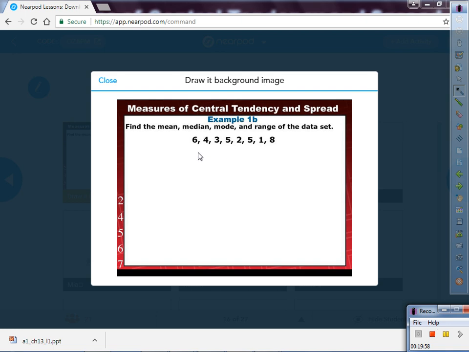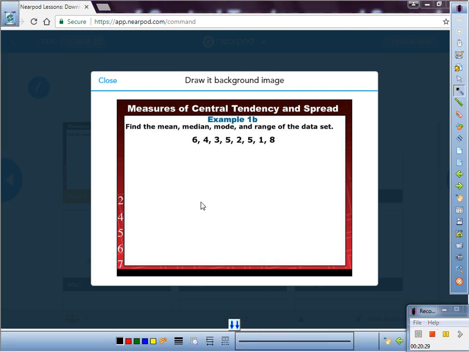Okay, the data for example B is 6, 4, 3, 5, 2, 5, 1, 1, 8. Okay, real quick, what's our mode? 5. What's our median? 4 and 5. What is 4 plus 5 divided by 2? 4.5. Damn, Nate. Woo. Let's go. Oh, yeah, but on yours, it should be there.